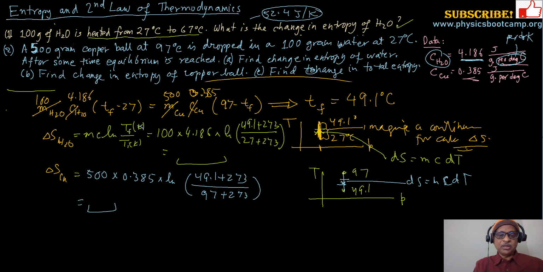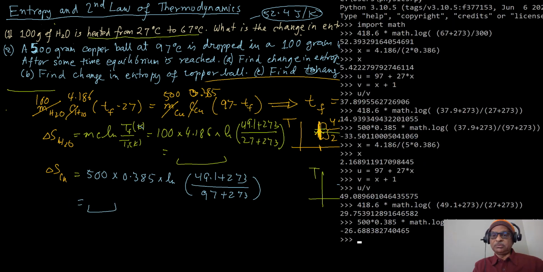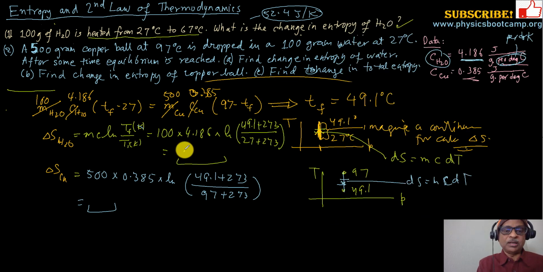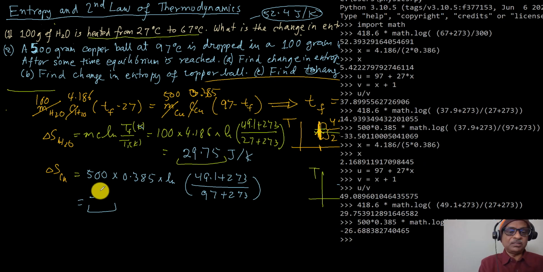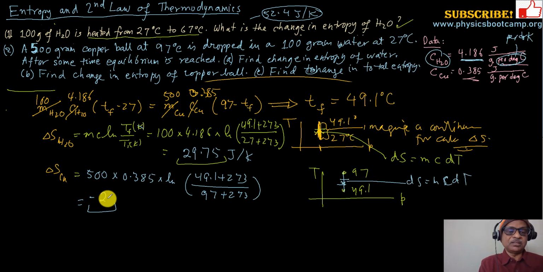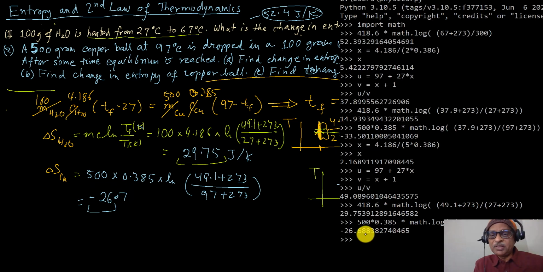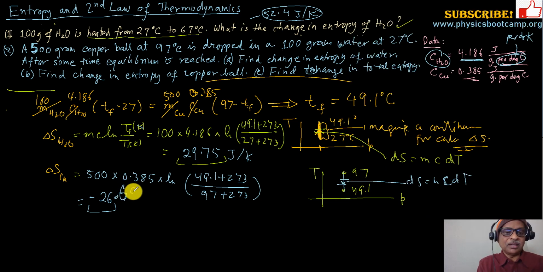So I've gone ahead and done the calculation in the interest of time. So for the water, 29.75. So this is 29.75 joule per degree Kelvin. And this is minus, I think 26 something, 26.7. If we're going to have two decimal places, let's keep two decimals. 26.69 joule per Kelvin.